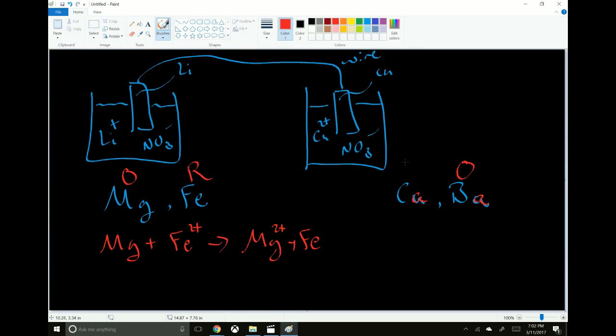Barium is higher, calcium is lower. So it's going to be barium plus calcium 2+ goes to form barium 2+ plus metallic calcium. I want to stress that this is applicable to a setup like the one you see up top, where you have a metal immersed in a solution of that metal's ions, and another metal immersed in a solution of that metal's ions. A battery is what we're looking at here. That's when this sort of activity series problem would come up.